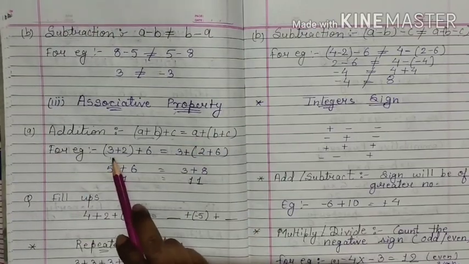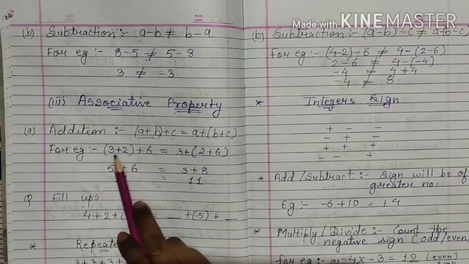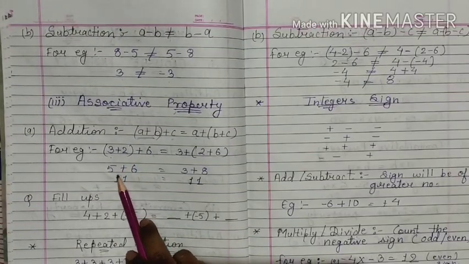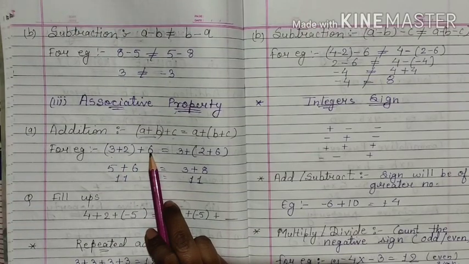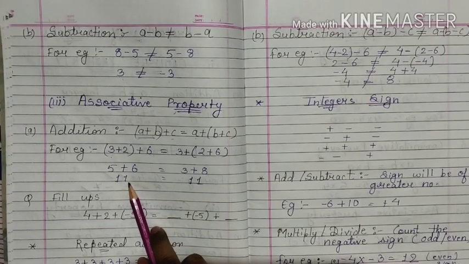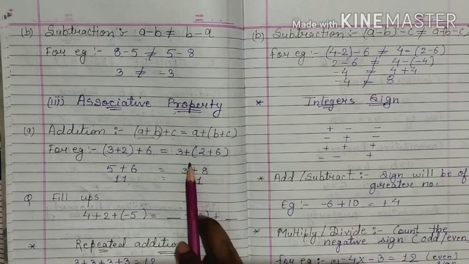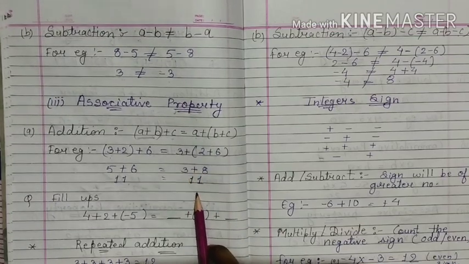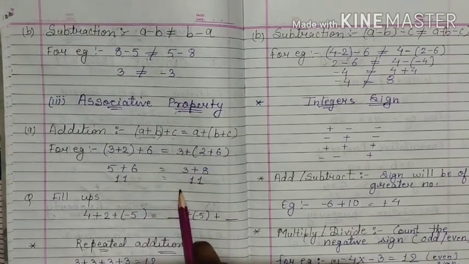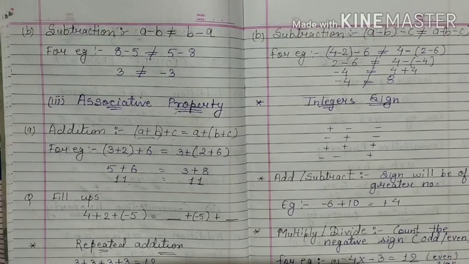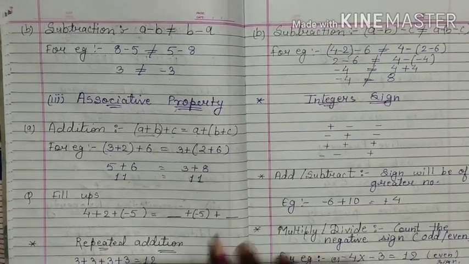You can see the example. 3 plus 2 is 5 and 5 plus 6 is 11. 2 plus 6 is 8 and 8 plus 3 is 11. Both are equal. There is a question.